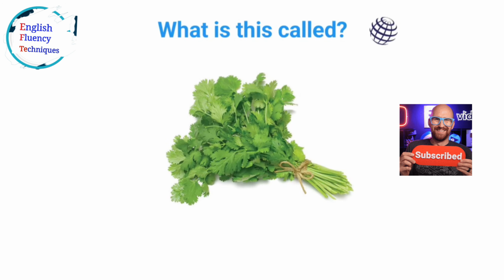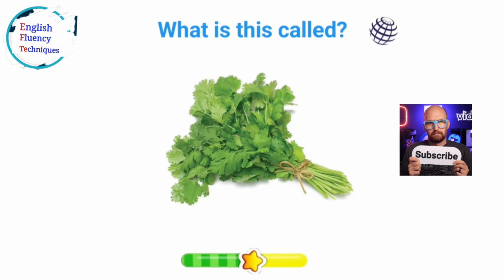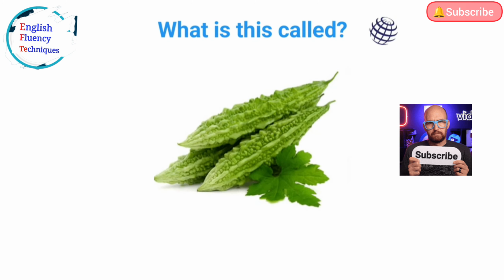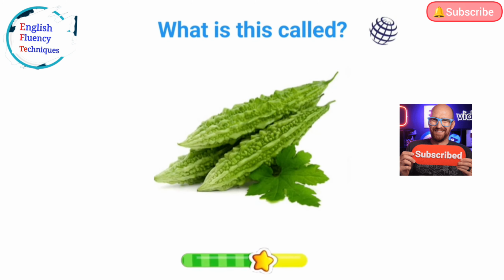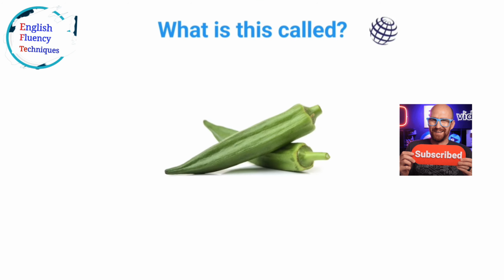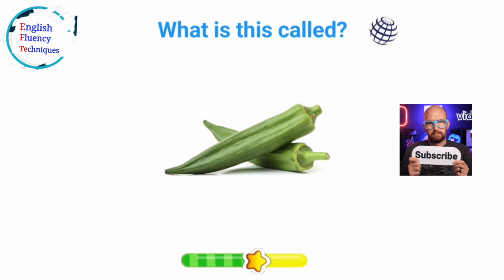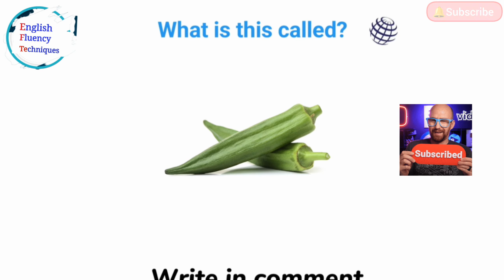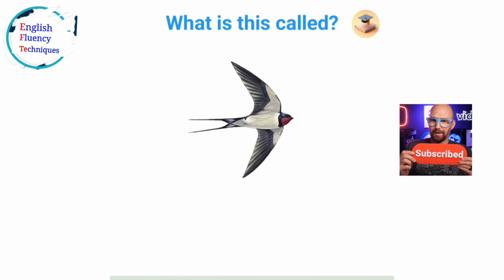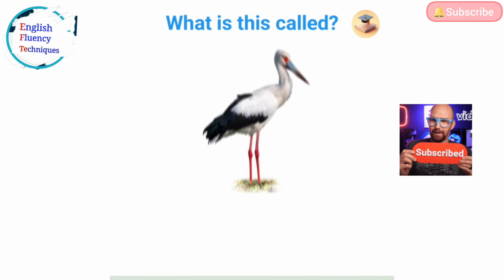What is this called in English? Coriander. What is this called in English? Bitter gourd. What is this called in English? Write in comment. What is this called in English? Bat. What is this called in English? Swallow.